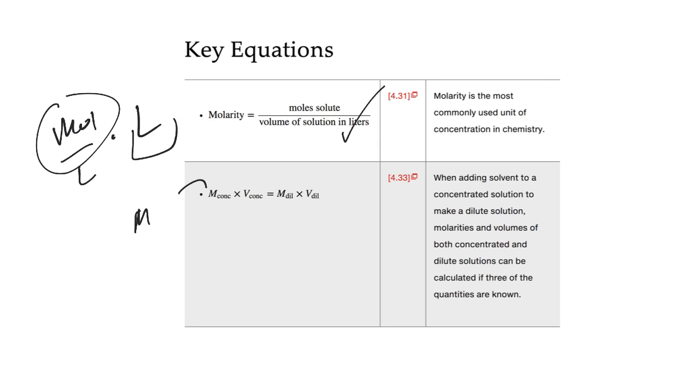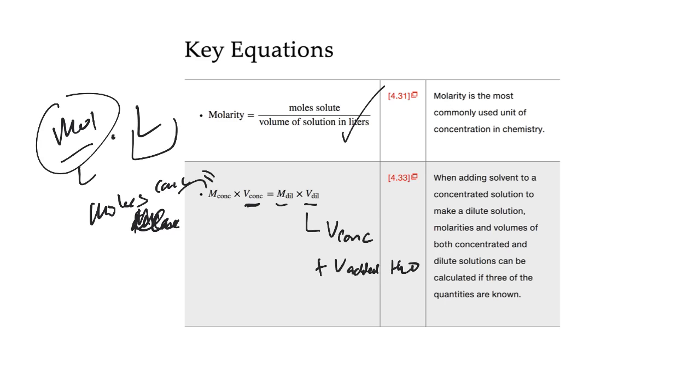So say your moles of your concentrated solution would be equal to that initial molarity times the initial volume of that solution that we use. Then if you're adding pure water, then you get some diluted molarity, some diluted volume. So the diluted volume would be your concentrated volume plus whatever water was added.